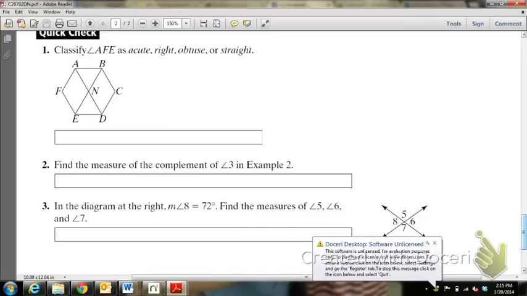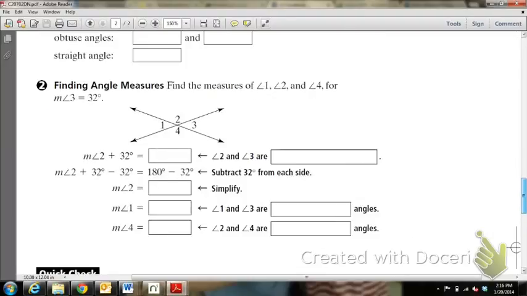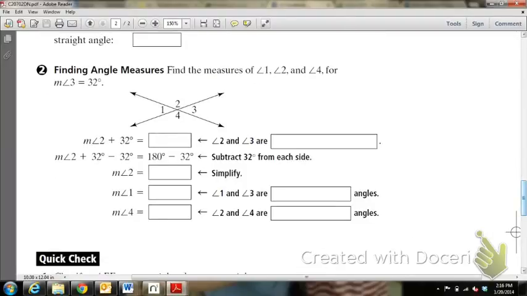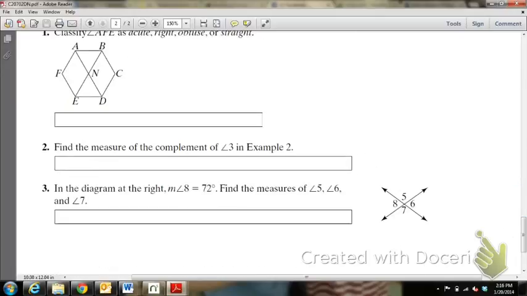Find the measure of the complement of angle 3 in example 2. Well, here's example 2. Angle 3 was 32 degrees. So that means down here, measure of angle 3 is 32 degrees. So remember what complement means, and then find the complement to angle 3 using this number.